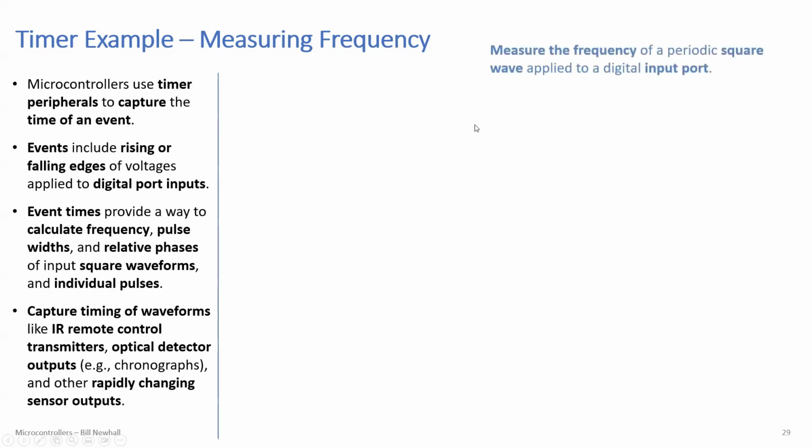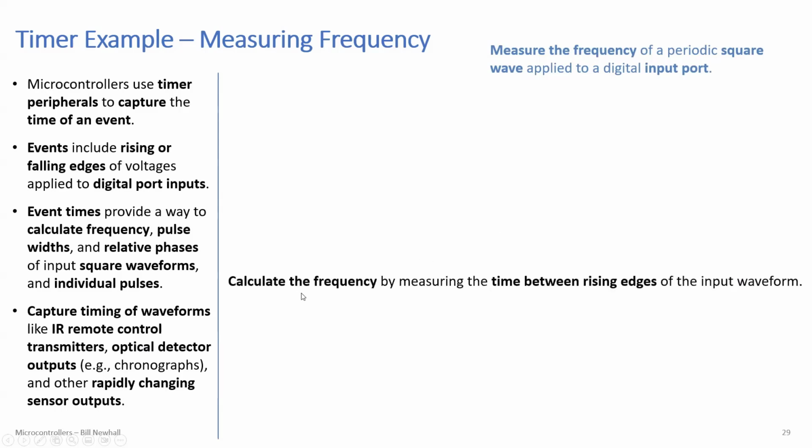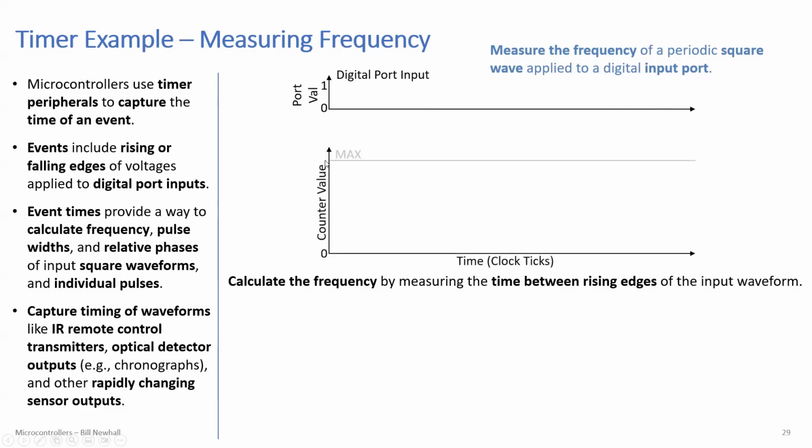So for example, let's take a look at measuring the frequency of a periodic square wave applied to a digital input port. And let's calculate the frequency by measuring the time between rising edges of the input waveform. So here is the voltage applied to the digital port. Okay, this is an input here. Here's the port value versus time. And then let's look at what happens to the counter value across time as well.